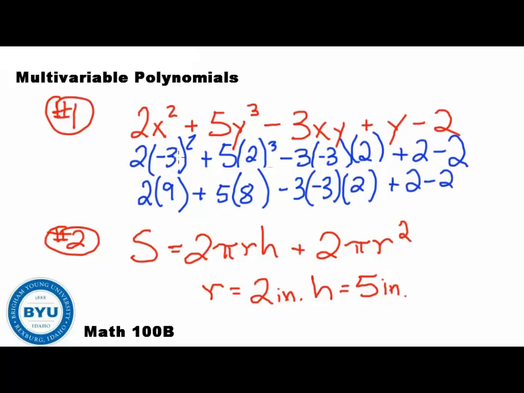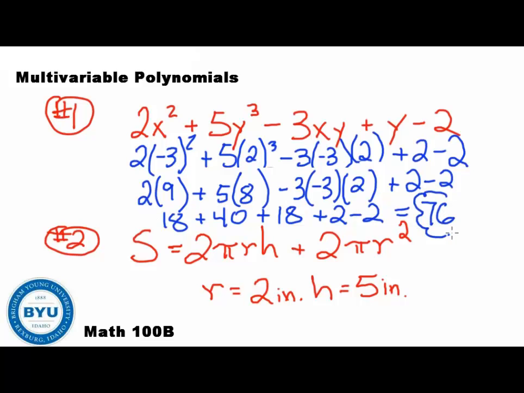So I went ahead and did exponents. Now the next step in order of operations is to multiply. So we get 18 plus 40. This is going to become plus 18 because it's a -3 times -3. That's plus 9 times 2 is plus 18. Plus 2 minus 2. And so we can bust out a calculator here and finish up the problem. The 2's cancel out, and our final answer is 76.